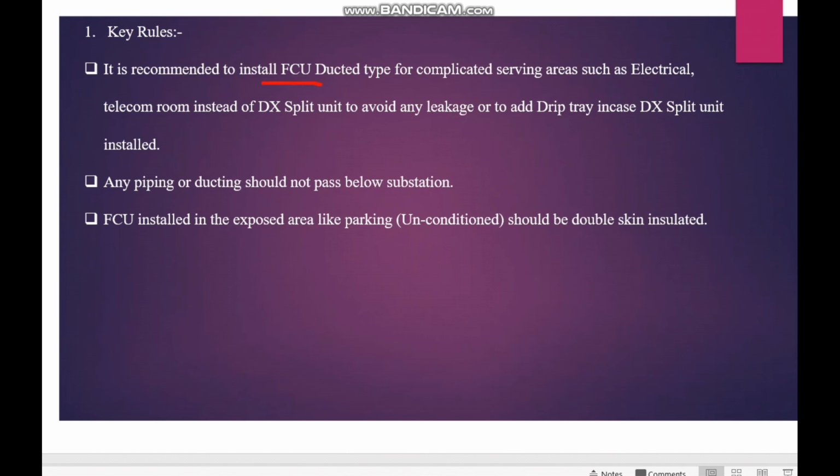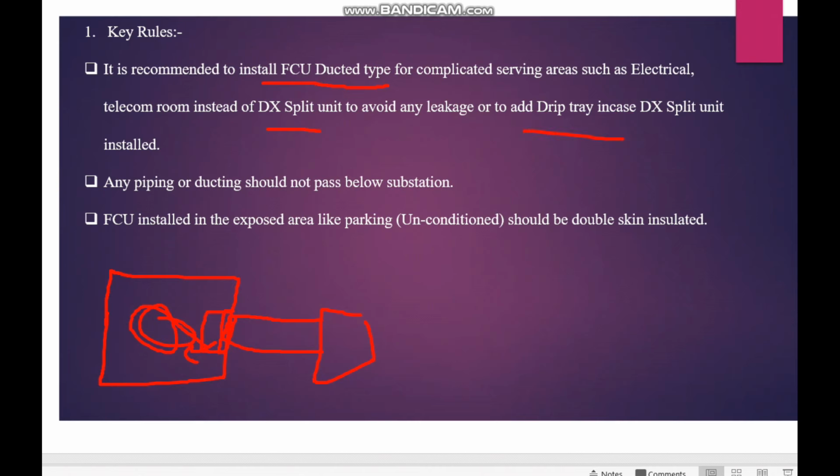It is recommended to install FCU ducted type units for complicated serving areas like electrical rooms and telecom rooms instead of DX split units. For example, you have one telecom room here, the main telecom room. If you provide a DX split wall mounted unit inside, there is a chance that there will be some leakage from the system through the CDP, something like that. So that will make a serious issue inside the room. That's the reason we are providing the FCU unit and we are providing the ducted supply only like this, and here we have the grills, okay, to avoid this kind of leakage. Or if you are providing the DX split unit, you have to provide an additional drip tray, GRP tray, or stainless steel tray to collect the CDP leakage in case.